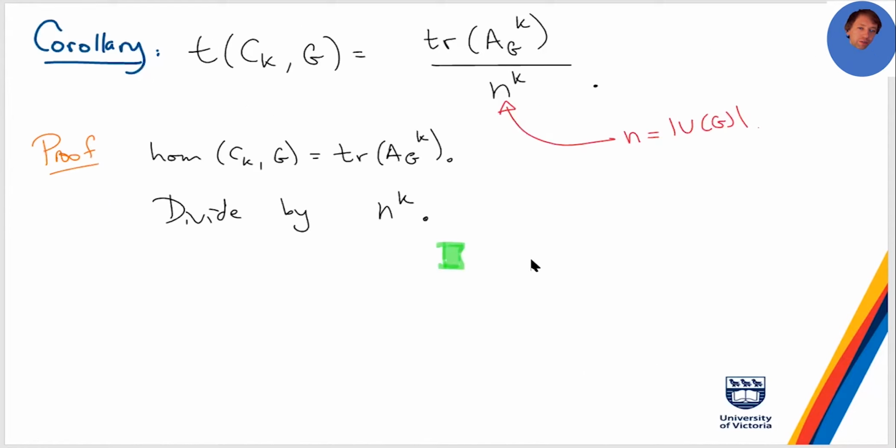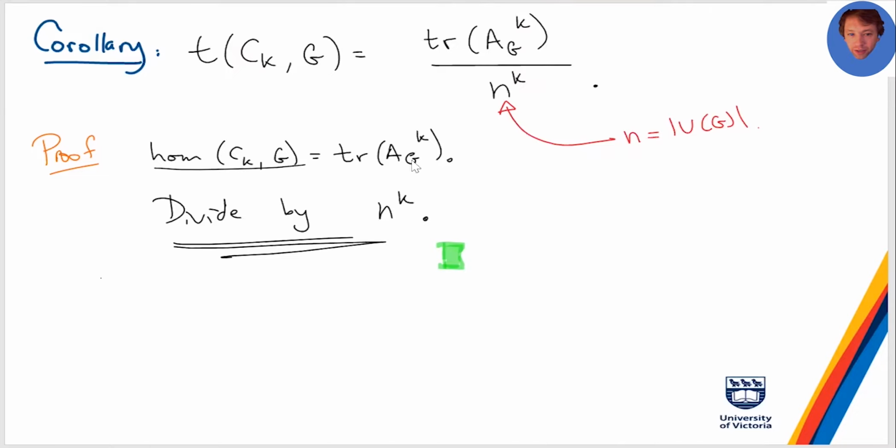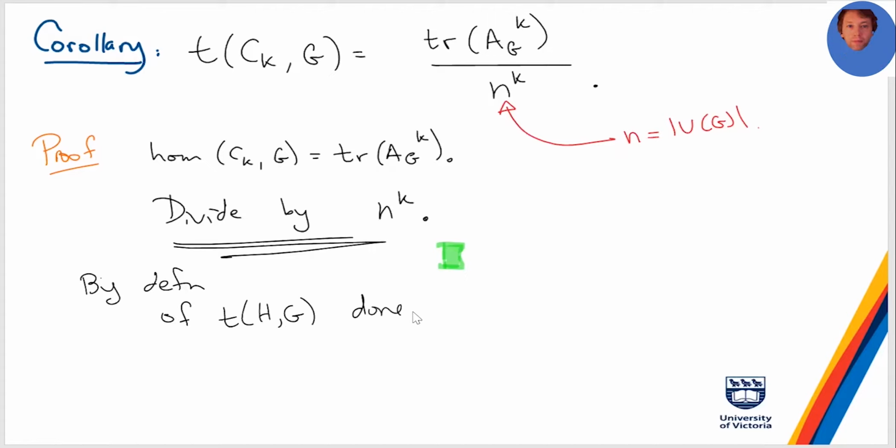So as a corollary, if I take the trace of the kth power and divide it by n to the k, that gives me my homomorphism density. Remember, homomorphism density is the number of homomorphisms divided by the number of vertices of G to the power of the number of vertices of H, where H is Ck. So you just use this equality and divide by n to the k, and by definition of t(H, G), we're done.